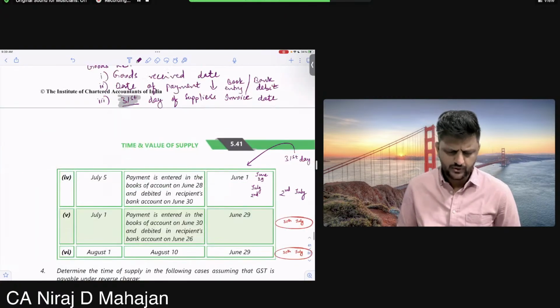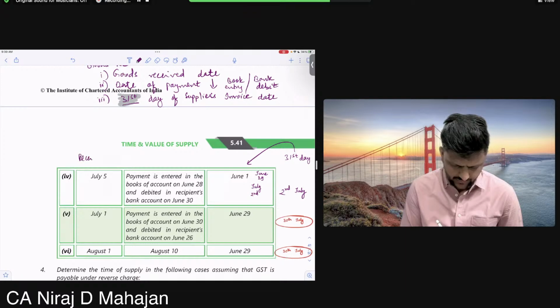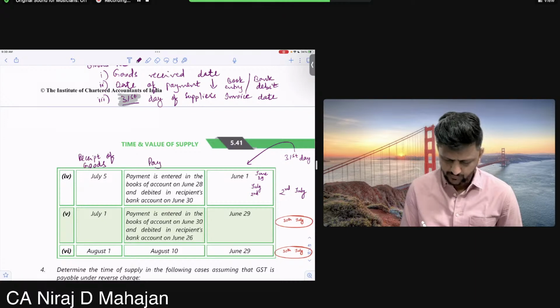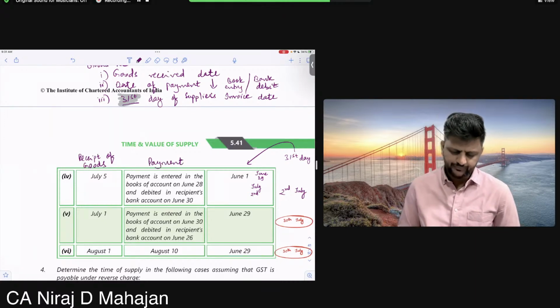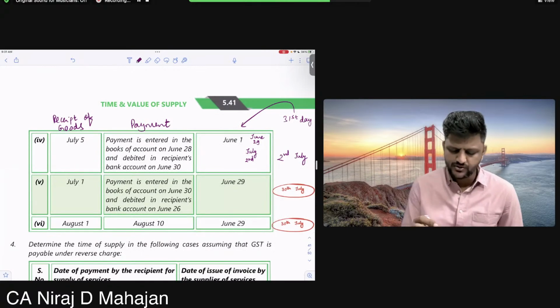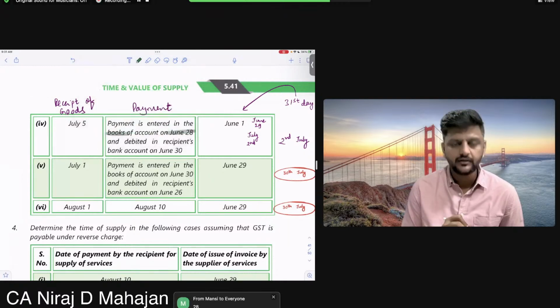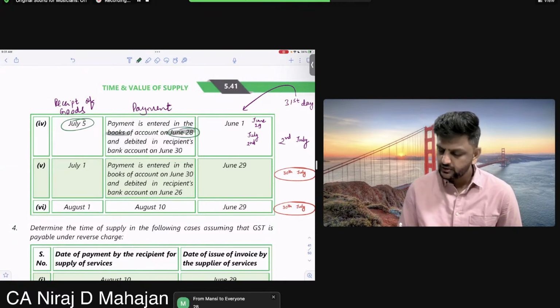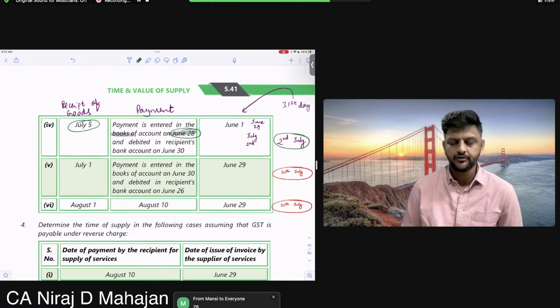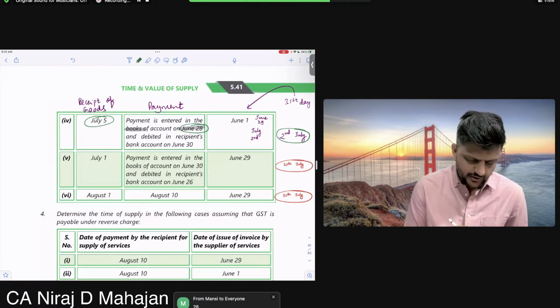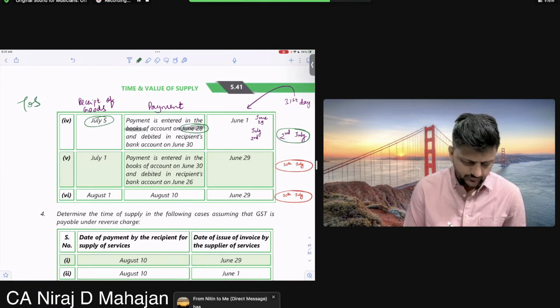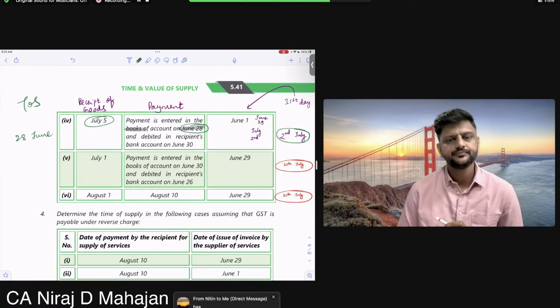Example 4. This is receipt of goods. This payment, check here. Payment is entered in the books on 28th June and debited from recipient's account on 30th June. Which date will we take? We are going to compare July 5 with 28th June and 2nd July. You can underline whatever we are comparing. So time of supply is 28th June.